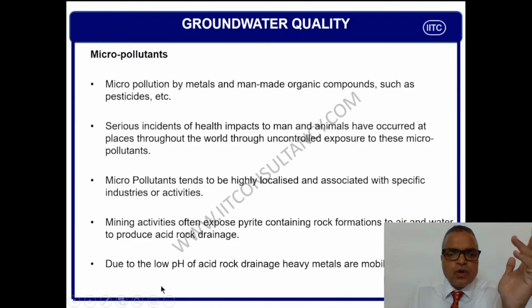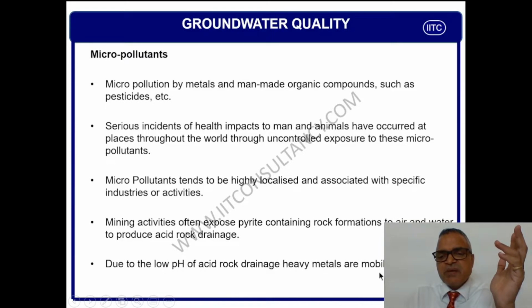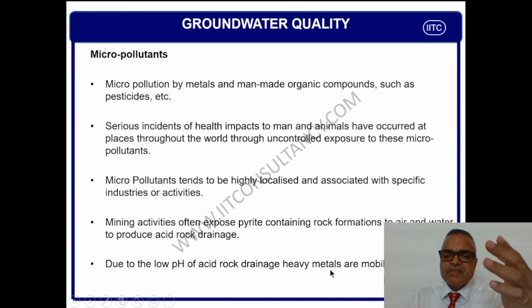Due to the low pH of acid rock drainage, heavy metals are mobilized. If the pH is 3 or 4, what will happen? Heavy metals will mobilize from one place to another because they are disintegrated. And once heavy metals mobilize, they are very poisonous, like mercury and lead. We know it.